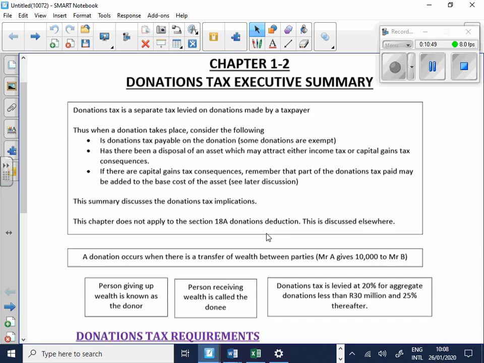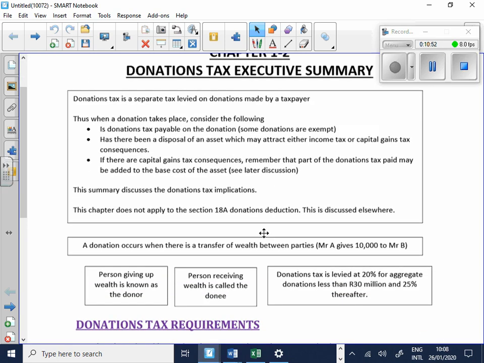Donations tax executive summary. It says donations tax is a separate tax levied on donations made by a taxpayer. A lot of people think of the donations deduction for companies and the donations deduction for individuals. That's not what we're dealing with here. This is a separate tax on donations. Let me explain why you need a separate tax on donations. Imagine someone was dying, and they decided, I'm just going to give everything to my kids before I die. If there wasn't a donations tax, South Africa would never collect estate duty.